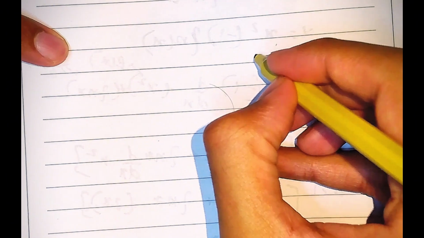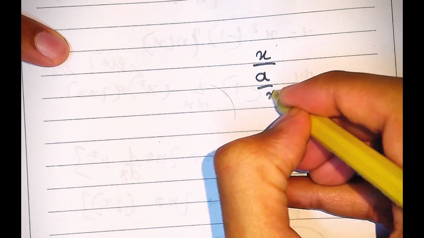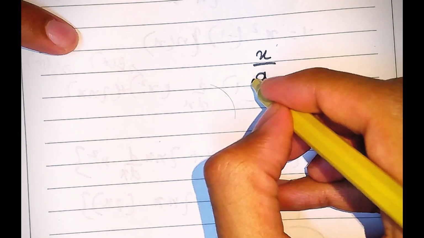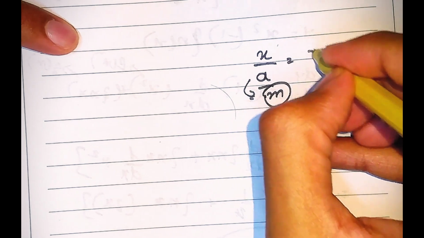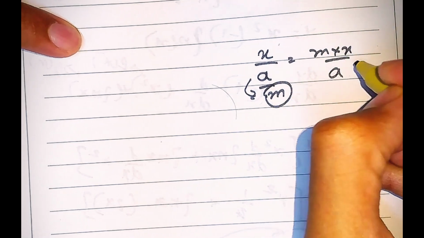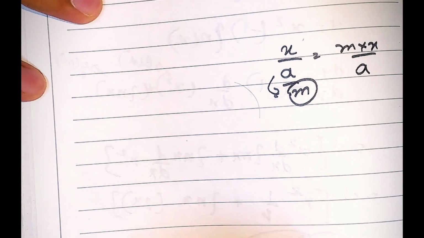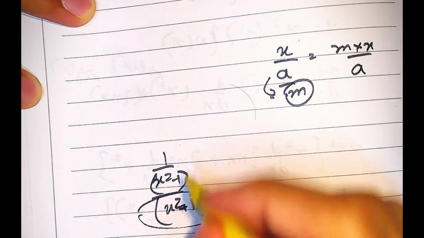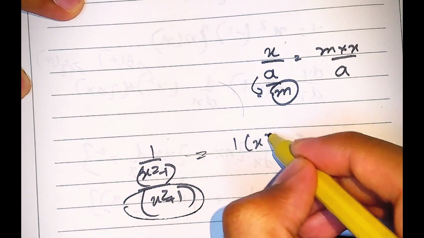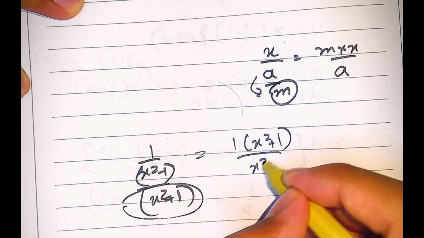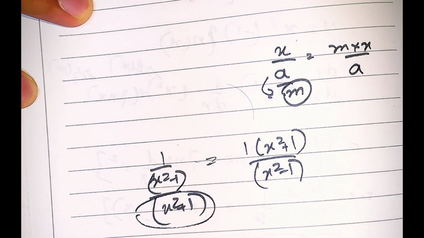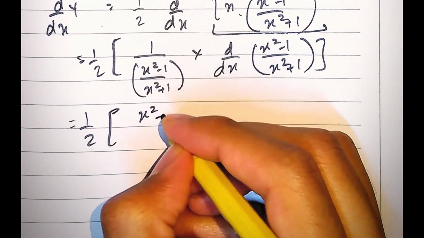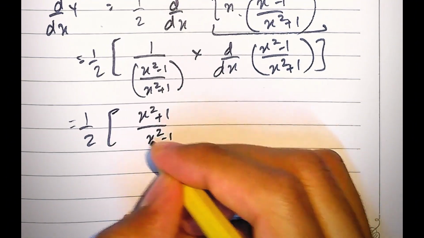So if you see, we have something like x divided by a divided by m. Now if we have m, it is actually the denominator of the denominator, so it will be written as m multiply x divided by a, i.e. it becomes the numerator. In our situation, this thing right over here represents m. It is actually the denominator of the denominator, so it can be written as 1 multiply x square plus 1 divided by x square minus 1. Okay, so it becomes the numerator. Right, so I can write it as x square plus 1 divided by x square minus 1 multiplied by.